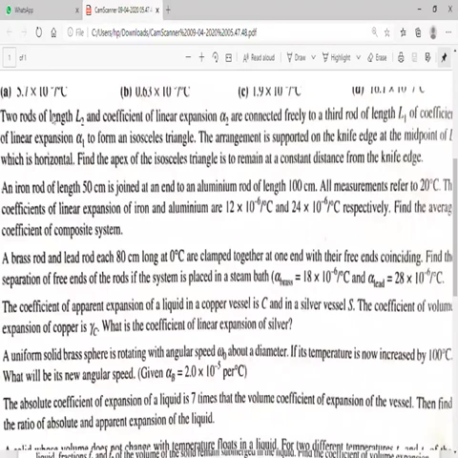Let me draw the diagram first. So how the rods were placed: the rods are taken like this. And one end is completely fixed here, and these two ends are free to expand. In this case, initial length, initial temperature, final temperature and alpha values are given, and finally they are asking for the difference between the distance between the free ends only.